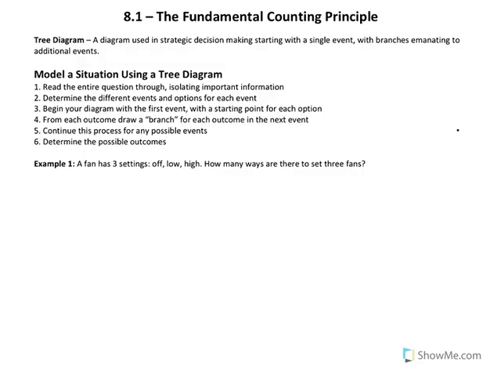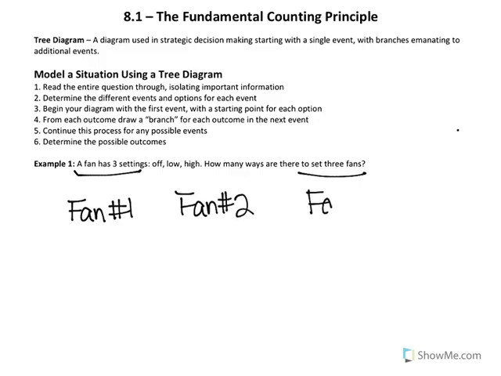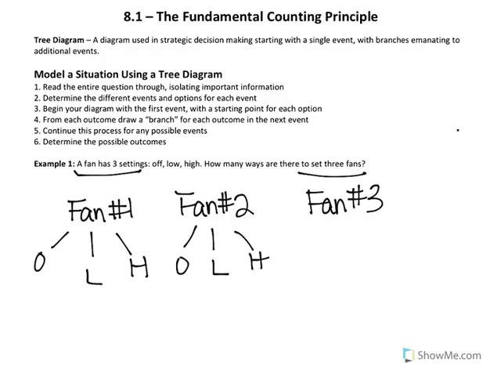So a fan has 3 settings of off, low, and high. How many ways are there to set 3 fans? So our first option is we can choose between the fans. So we have fan number 1, we have fan number 2, and then we have fan number 3. And each of those fans can be set to off, low, or high.